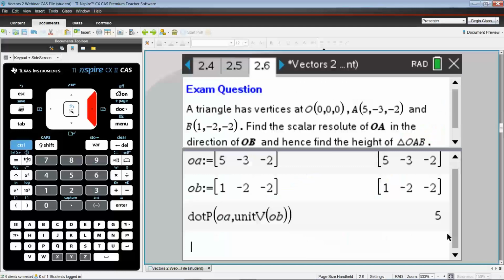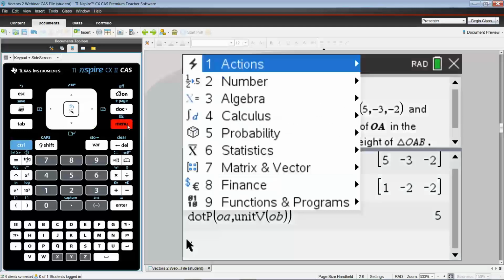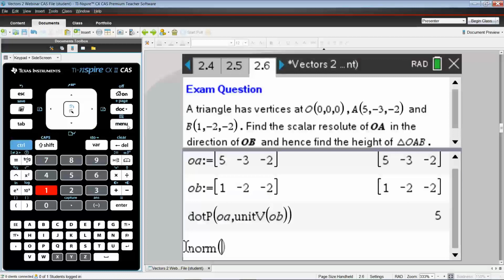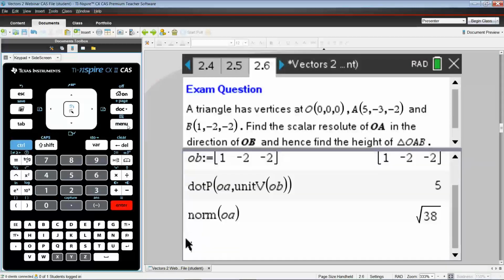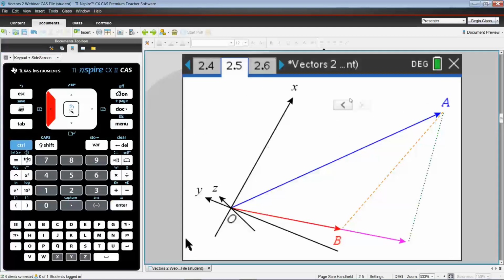So to use Pythagoras, I will need the length of OA. To get the length of OA, I will need the norm command. So norm command is menu 771. So the norm, I want to find the norm of OA. It's square root 38. Okay, so what that means is this blue vector here has a length of root 38. The magenta vector has a length of 5.